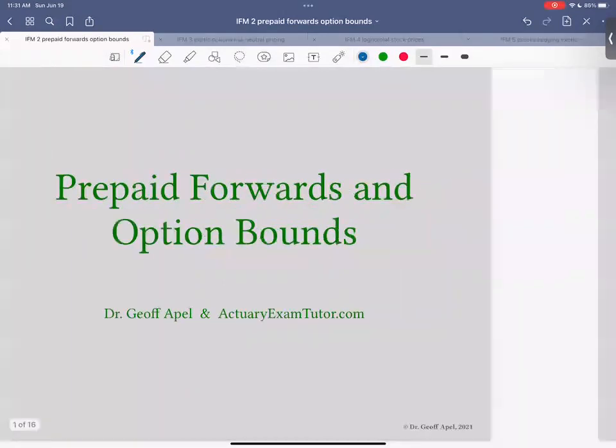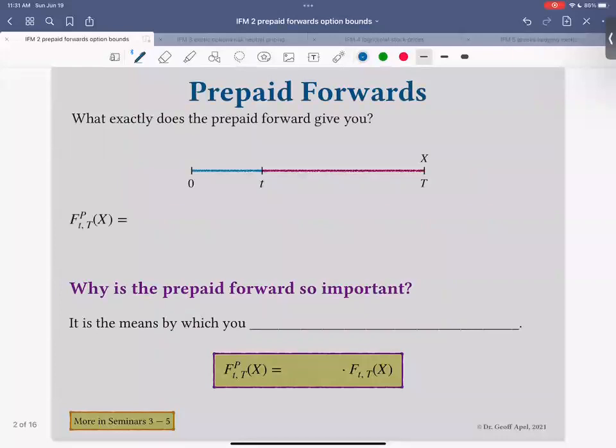Today we're going to first talk about prepaid forwards. I know I hyped these up yesterday. I said they're super important, they're so critical. But it's really important to see how they relate back to the FM exam. They're a really cool parallel back to FM.